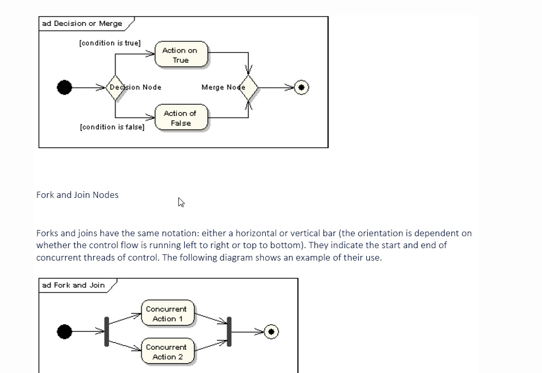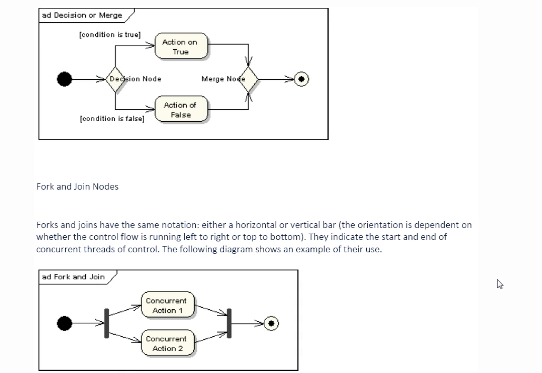Fork and join nodes. Forks and joins have the same notation, either a horizontal or vertical bar. The orientation is dependent on whether the control flow is running left to right or top to bottom. They indicate the start and end of concurrent threads of control. The following diagram shows an example of their use. Fork and join.